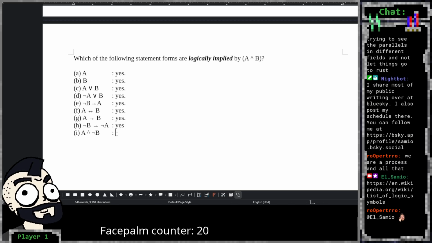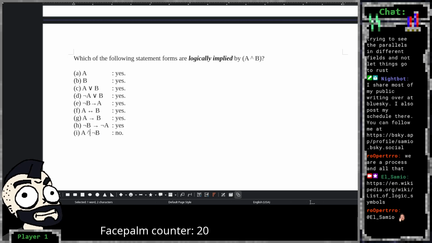And finally, does A or B imply A and not B? No, because not B is false, therefore this conjunction is false, because conjunctions need to be true in both parts.